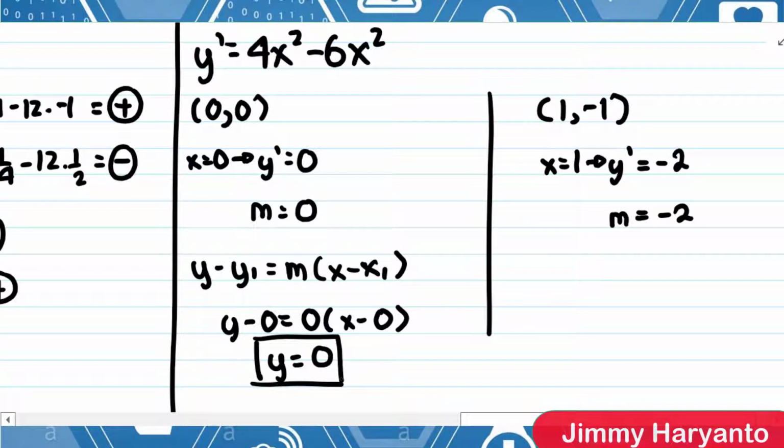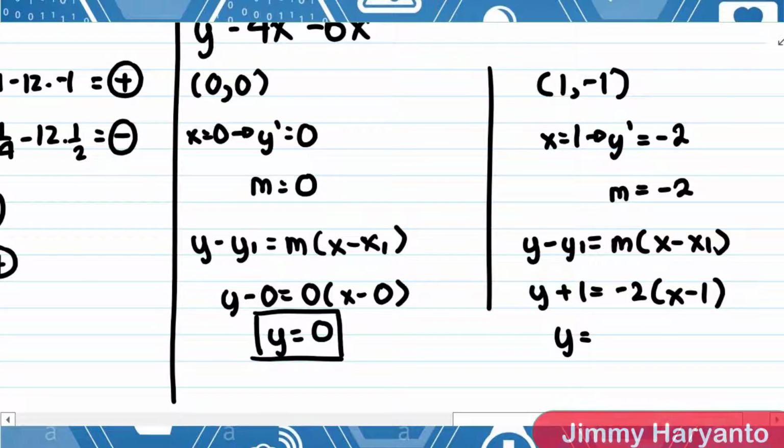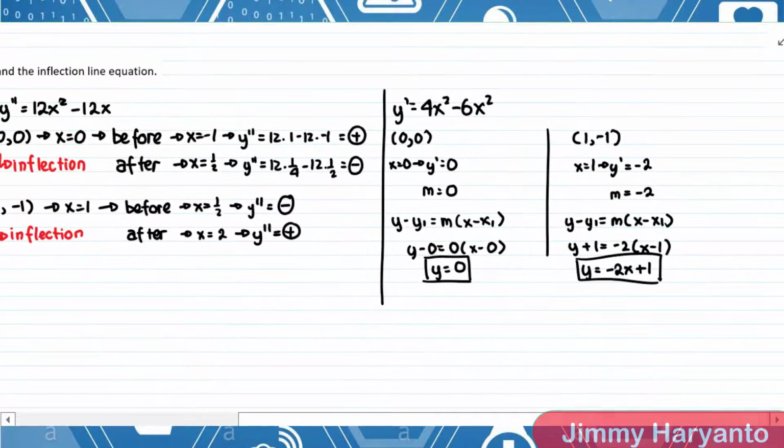This one is the inflection line for the first one, and the second one will be y minus y1 equals m in the bracket x minus x1. So y plus 1 equals -2 in the bracket x minus 1, and the line will be y equals -2x plus 2 minus 1, so -2x plus 1. Okay, there you go. This one is for example 2.